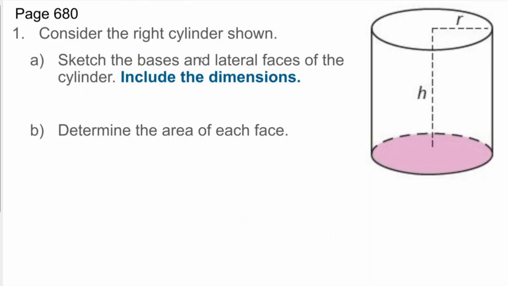So let's figure out how to make the equations for different shapes. So first, I'm going to sketch the base and the lateral faces of the cylinder. So the base and the top are circles, and then the side is actually a long rectangle. Consider this like a can of soup. There's that paper label. If I rip the label off, I can unroll it and make a rectangle.